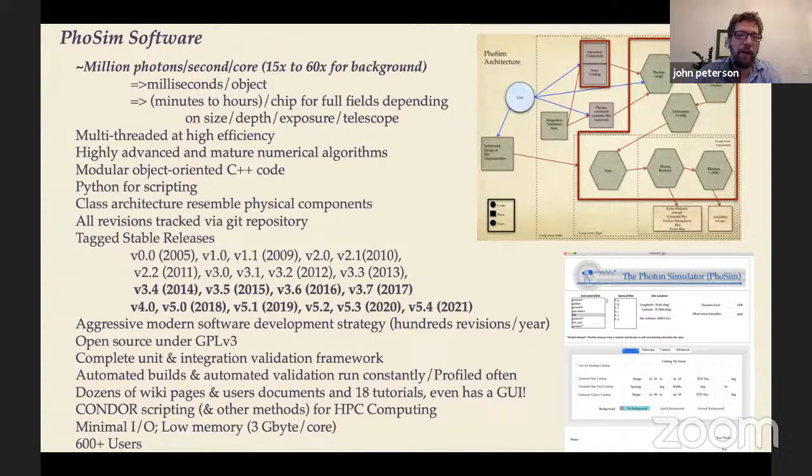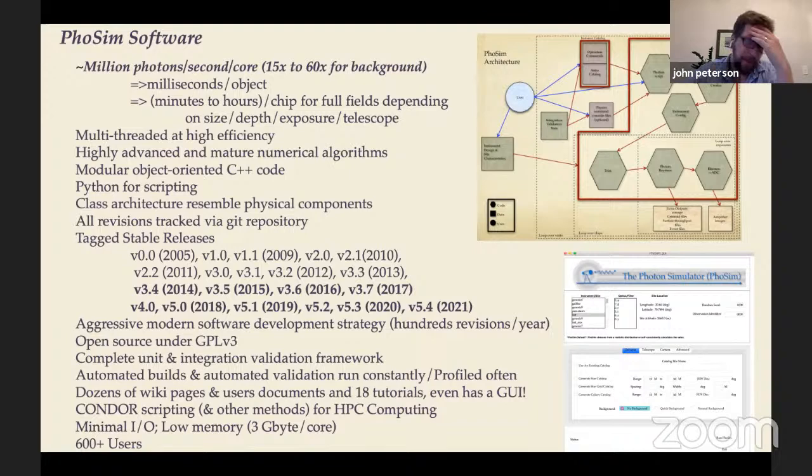And that's what gives you the speed. PhoSim is open source. There's a major release, nowadays we're doing it every 6 months or so. Lots of people download it and use it. There's lots of patches in between the major releases.